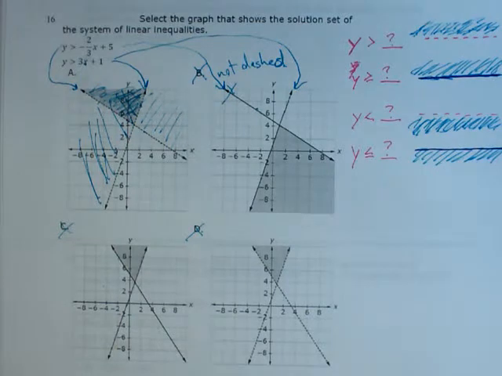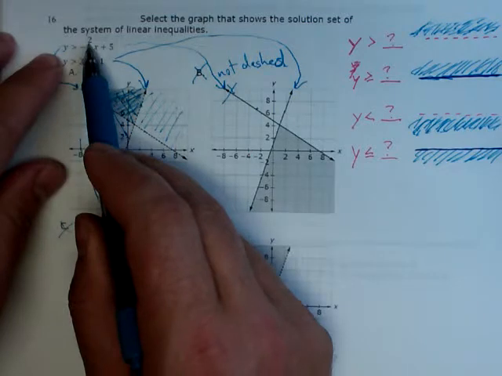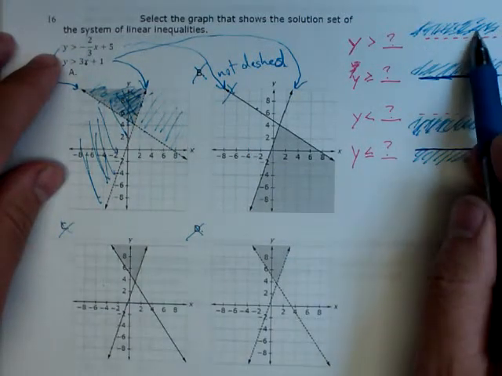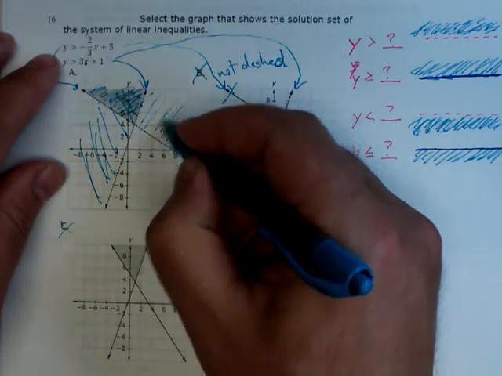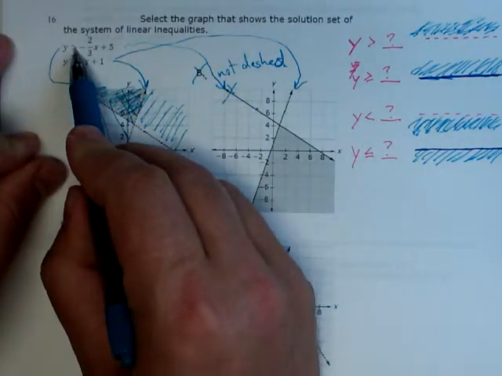But in another problem, you might have to decide exactly where things will need to be shaded. So notice that this one is y is greater than minus 2 over 3x plus 5. So we're in this situation here. We have a dashed line and everything above is good to go. So all this stuff above this dashed line is good to go in terms of inequality 1.